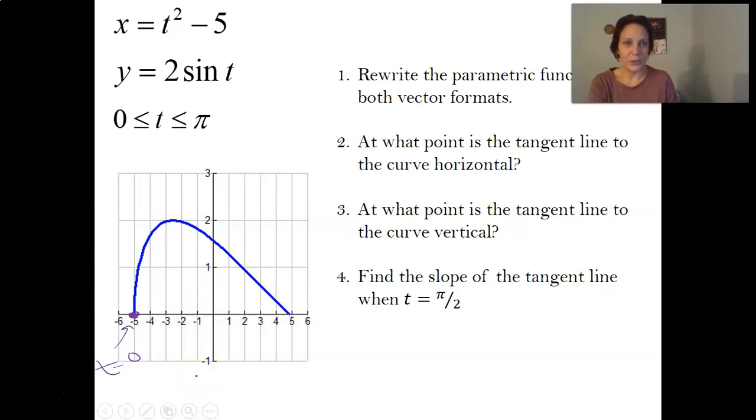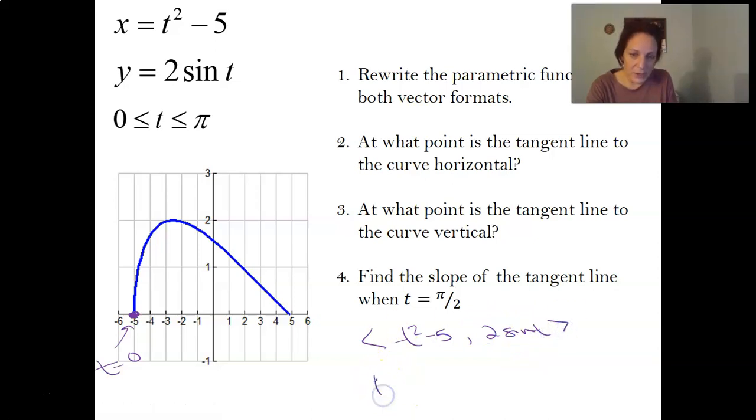Okay. So it says rewrite the parametric function in both vector formats. I'm going to have to do a lot of erasing on this slide to have room to do everything. So here's my x and here's my y. If I want to write it in my vector formats, the first one is the one with the little pointy brackets. I'm just going to put my x equation, t squared minus 5, comma my y equation, 2 sine t, and close my pointy brackets.